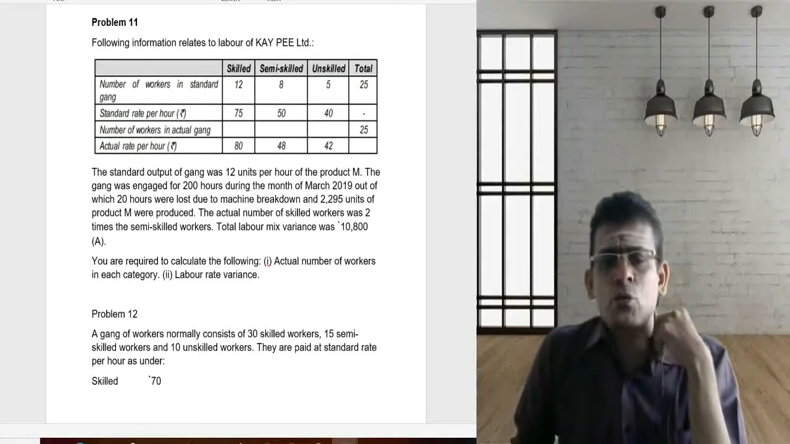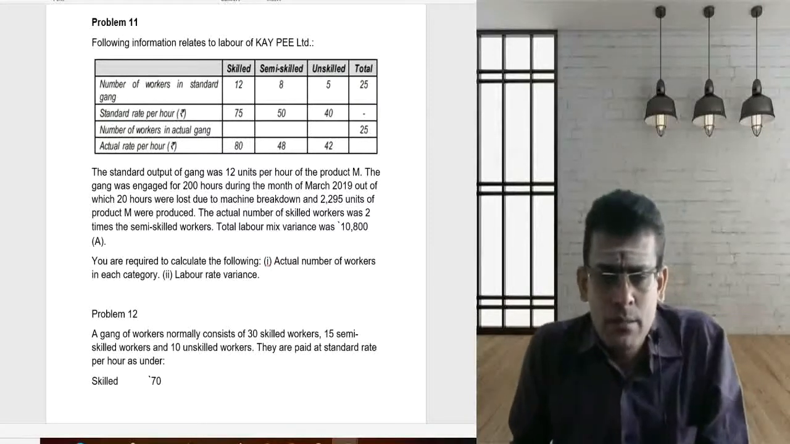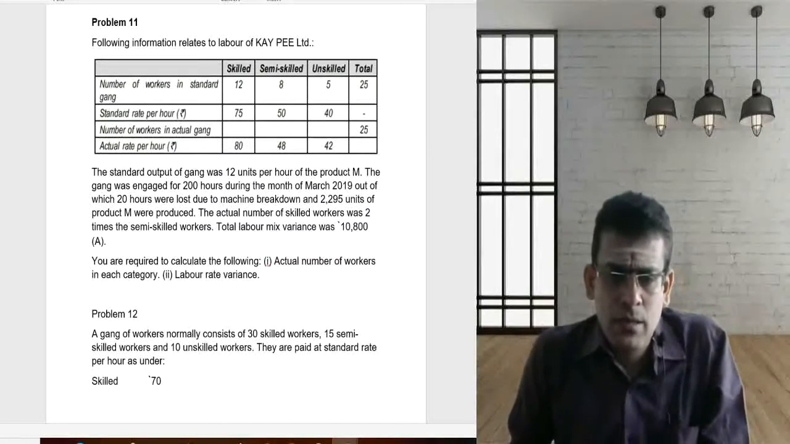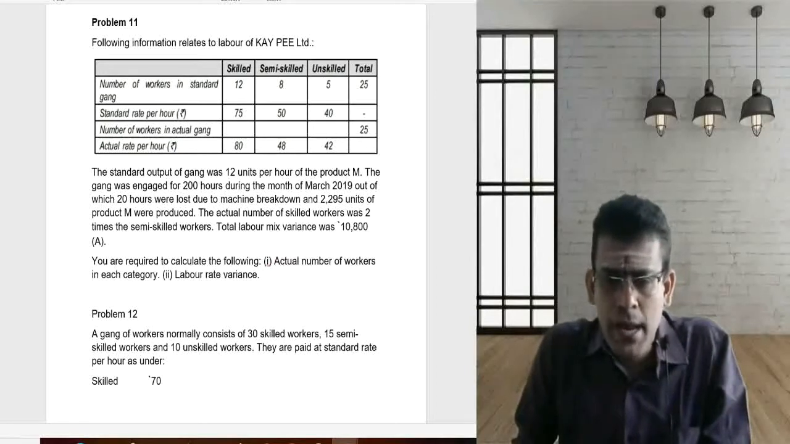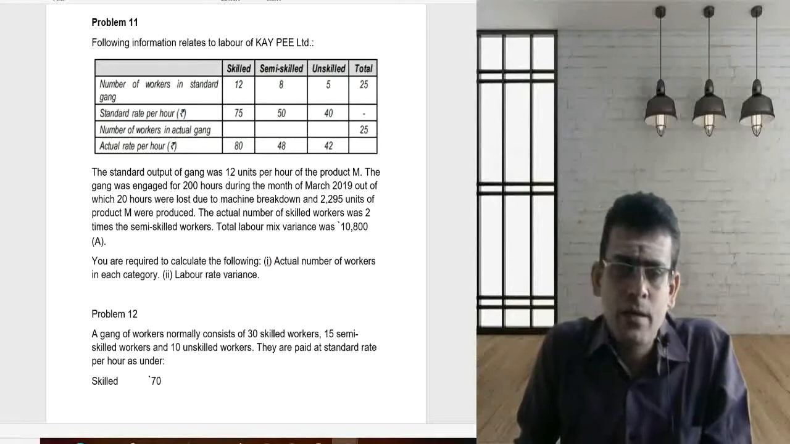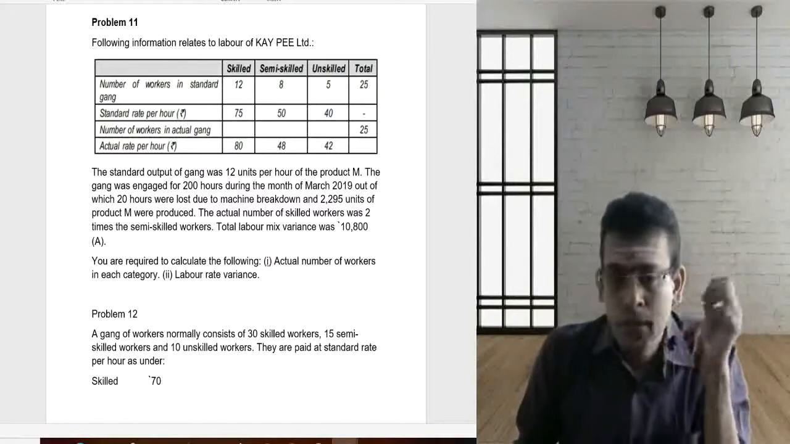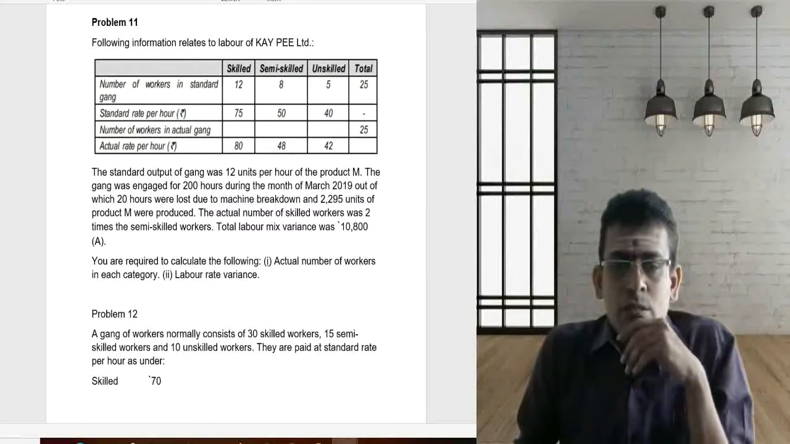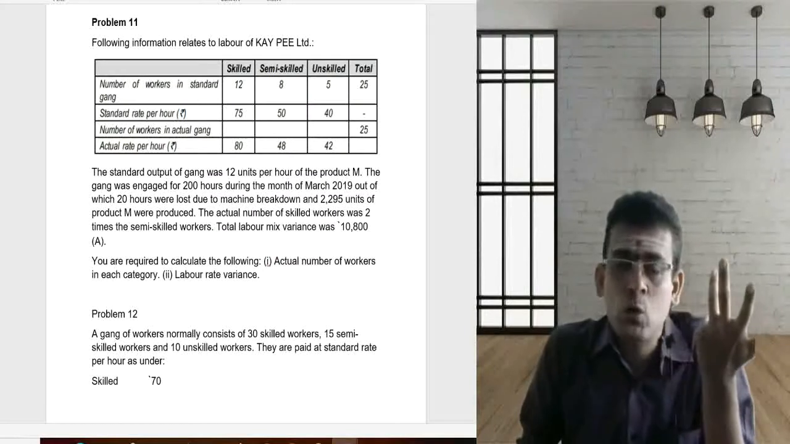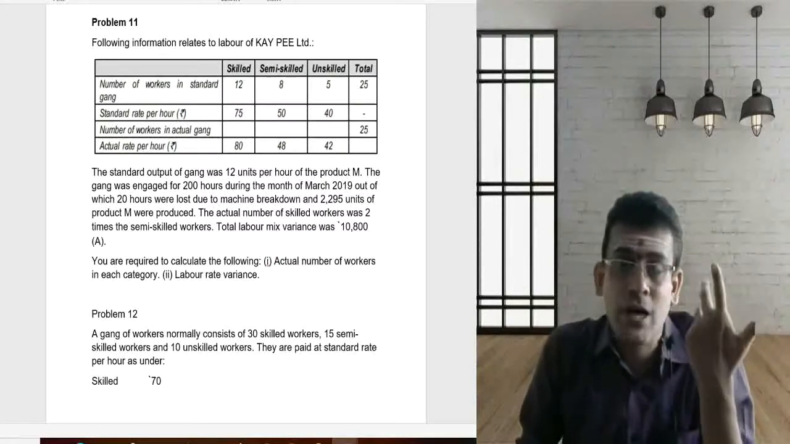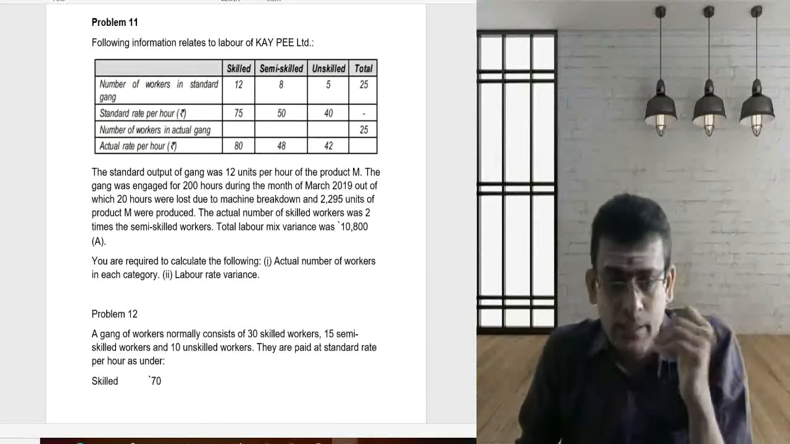Following information relates to KP Limited. Skilled, semi-skilled, unskilled. Number of workers in a gang. Standard number is 12, 8, 5, total 25. Standard rate per hour is given as 75, 50, 40. Number of workers in actual gang, the total is 25, the breakup is not known. Skilled I don't know, semi-skilled I don't know, unskilled I don't know. We need to identify that.